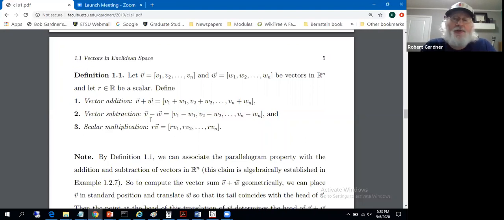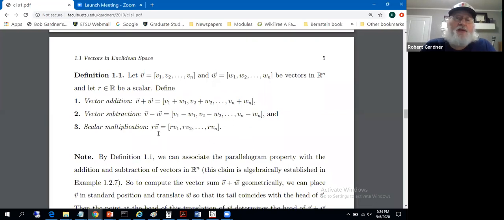Vector subtraction, some books might leave this out. It's a touch redundant along with scalar multiplication, but they'll define vector v minus vector w to be the vector with n components, the first of which is the difference of the first components, the second of which is the difference of the second components, and so forth. So v minus w, quite similar to v plus w.